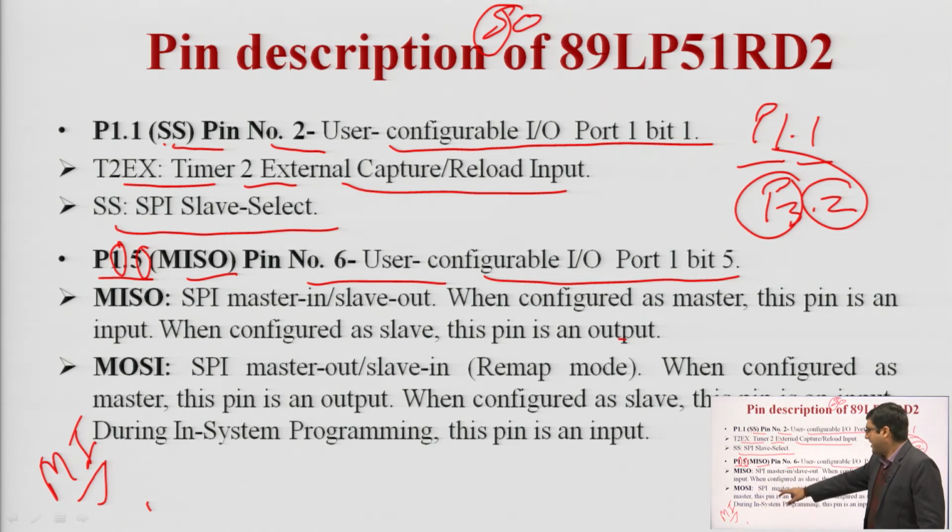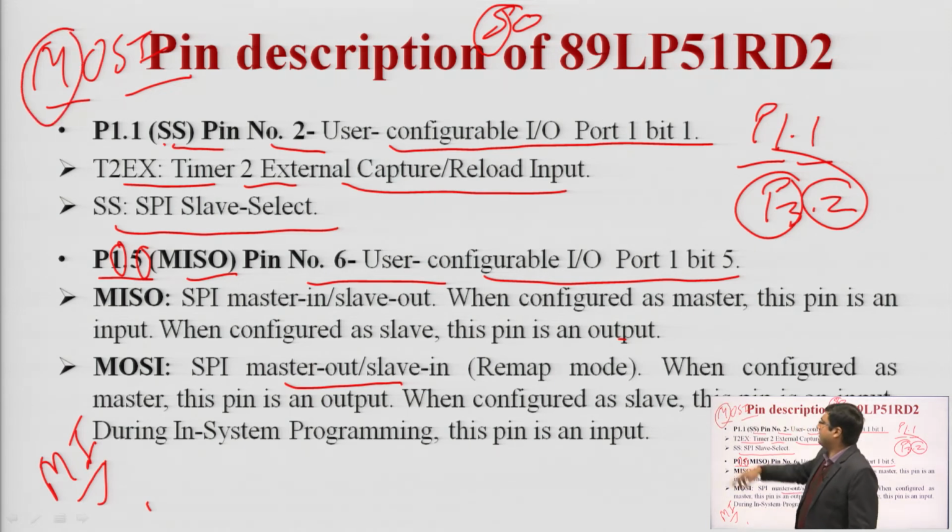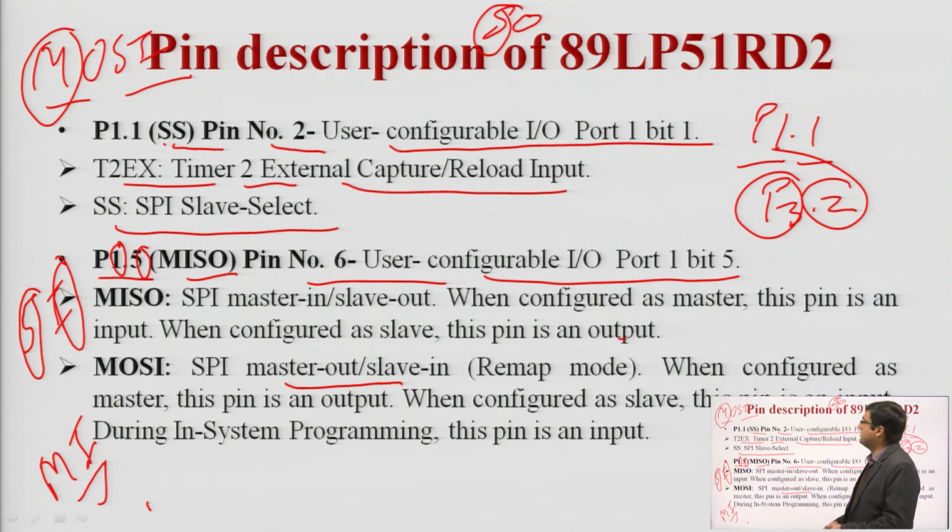MOSI means SPI master out slave in. Let us discuss it here. MOSI, that is master out slave in. When configured as a master, it works as an output device. When configured as a slave, it works as an input device. So MOSI means the master works as an output device and SI means the slave works as an input device. So when configured as a slave, this pin acts as an input.